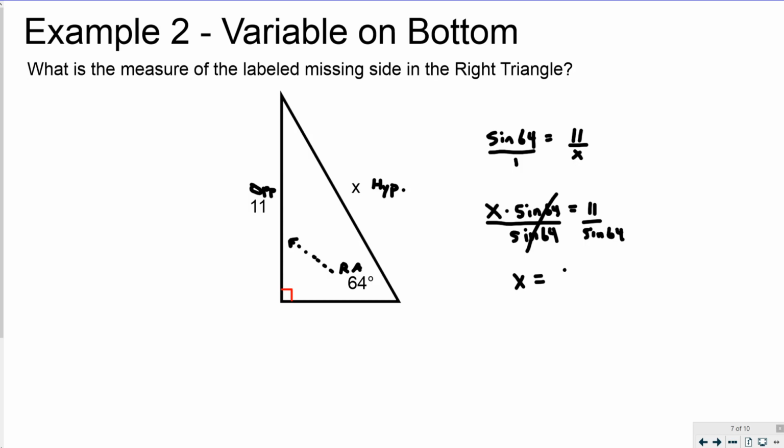And when I do that, I get 12.24. And I want my side lengths to 1 decimal point. So 12.2 is the length of this side, or excuse me, of the hypotenuse here. And if you do a reality check, it makes a lot of sense too, because the hypotenuse should be larger than the opposite side, because the hypotenuse should be the largest side in your right triangle.